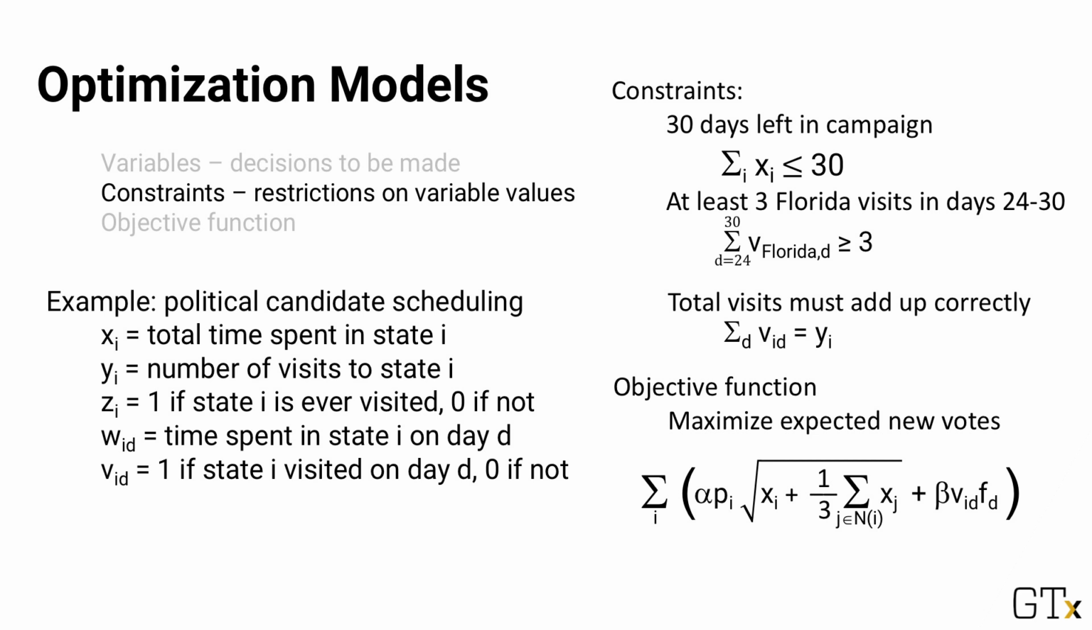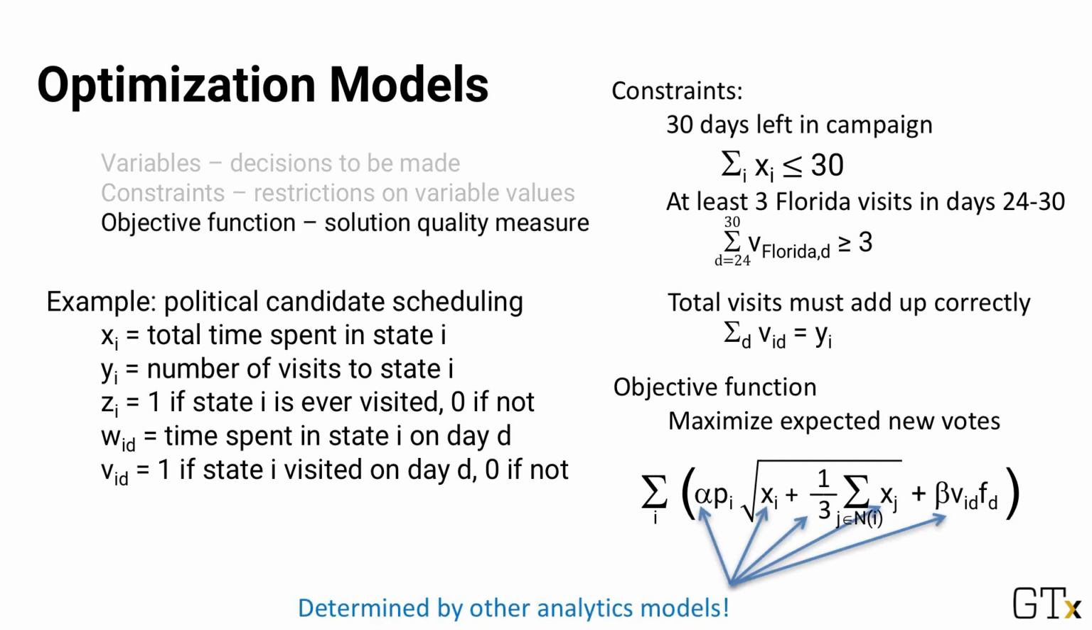You might wonder, of course, how we know the values of alpha and beta and the square root relationship to the amount of time spent in a state and its neighbors. That's one of the ways that optimization can sit on top of other analytics models. In order to use the optimization model, we first need to use statistical methods like regression to find the right values of alpha and beta, to determine the relationship between time and votes, etc. In fact, it's pretty common for optimization models to require input that's found as the output from other models, and we'll see some examples when we get to the part of the course when we start putting a variety of models together to create a comprehensive solution to a question or problem.